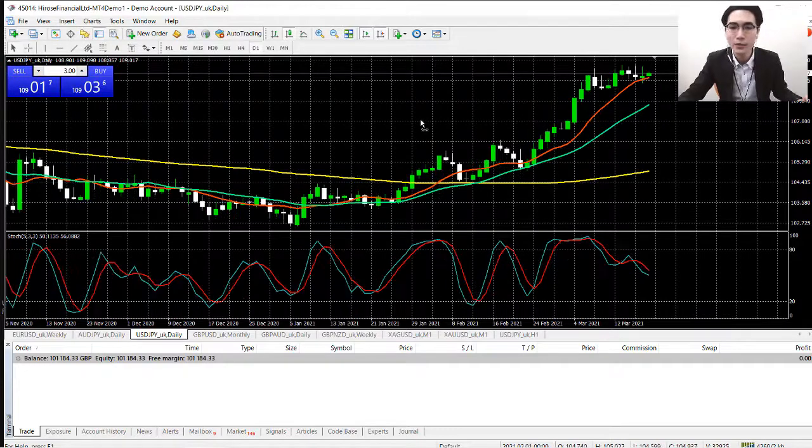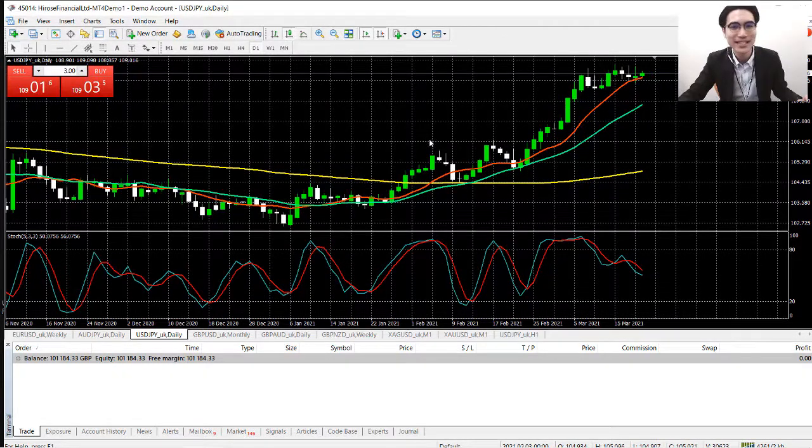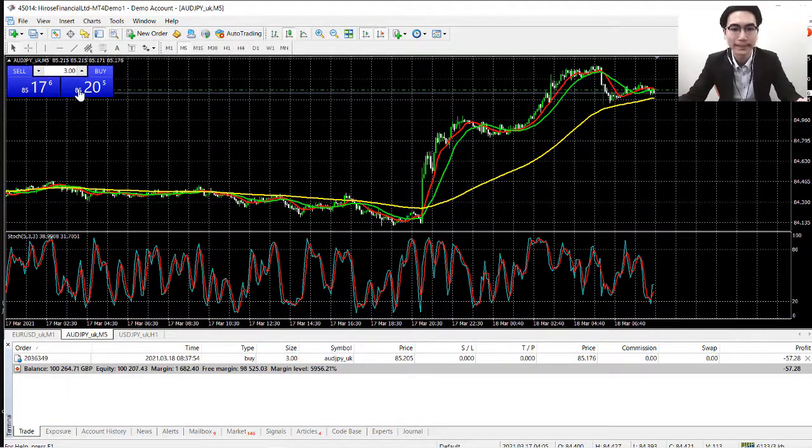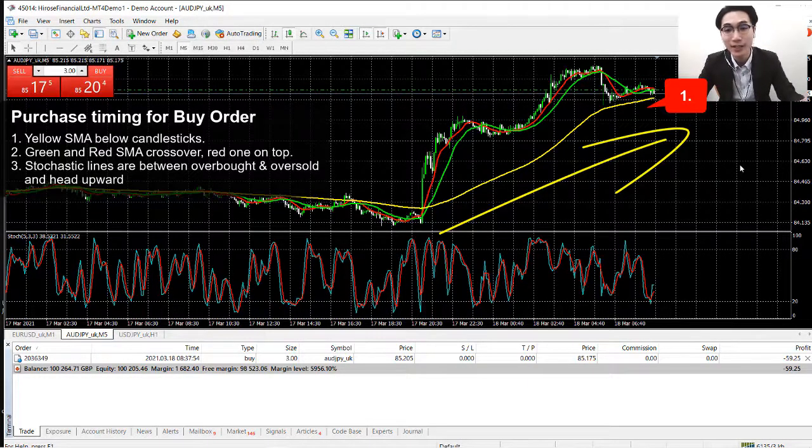Next I will try to use this strategy to place a trade. Now we are looking at the platform. I will open a trade here first, and I will explain it to you more. I place a buy order here. Again, first we will confirm the trend direction using the simple moving average.